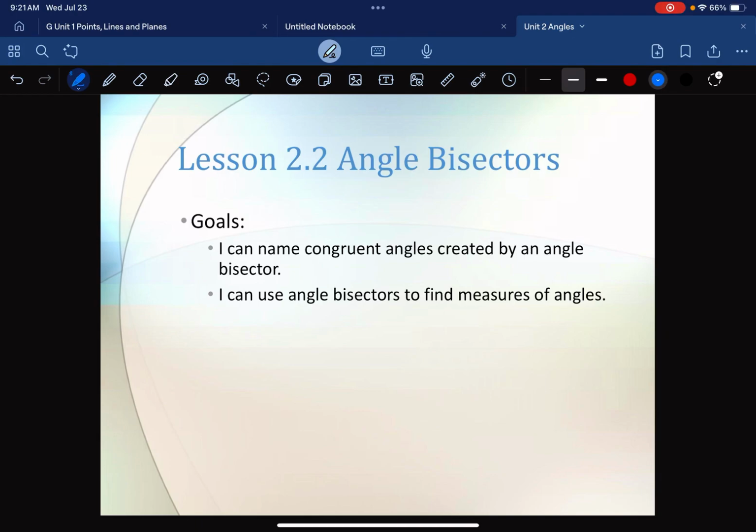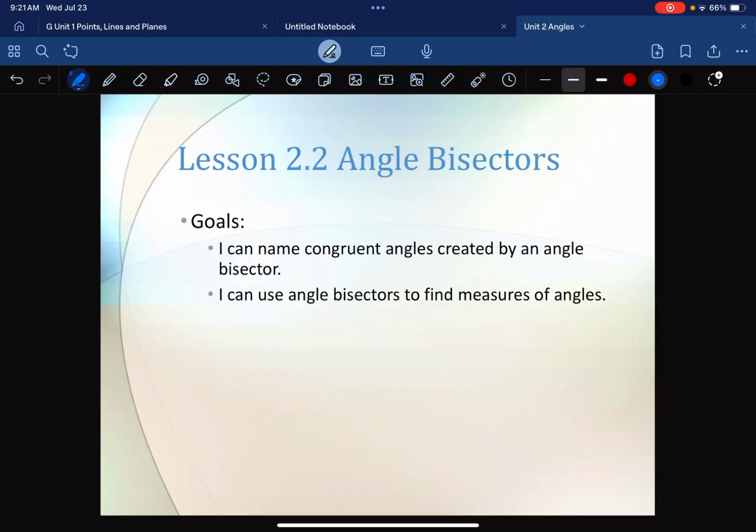All right, this is lesson 2.2, angle bisectors. And you can see the goals there. I can name congruent angles created by an angle bisector, and I can use angle bisectors to find measures of angles. So I want you to think of an angle bisector in the same way as a midpoint for a segment. Like a midpoint cuts a segment in half, and an angle bisector cuts an angle in half.